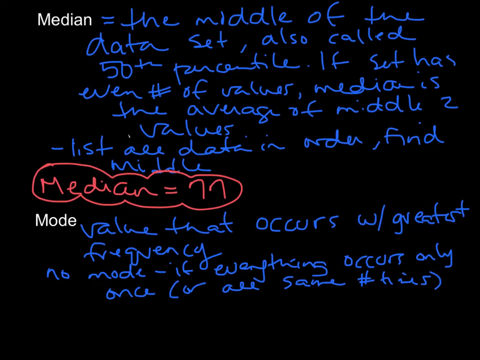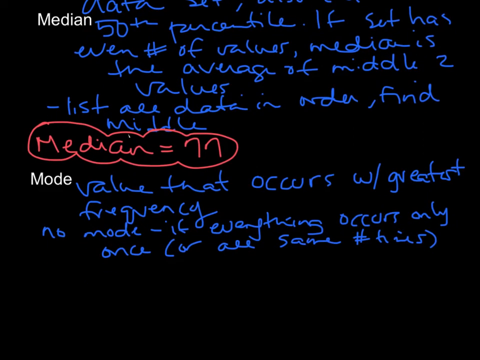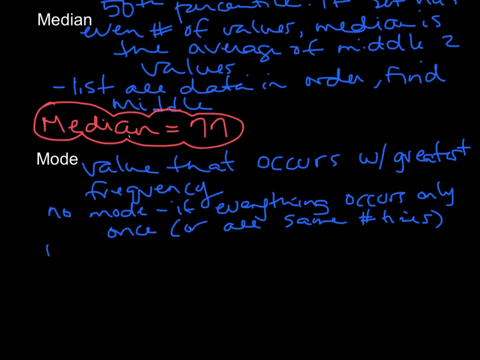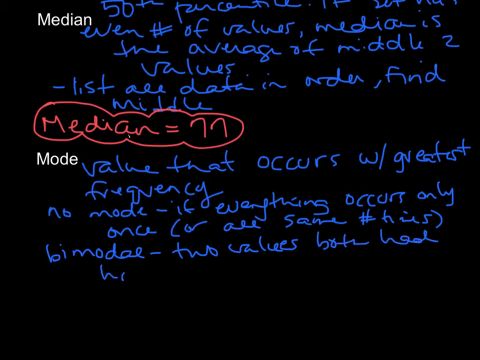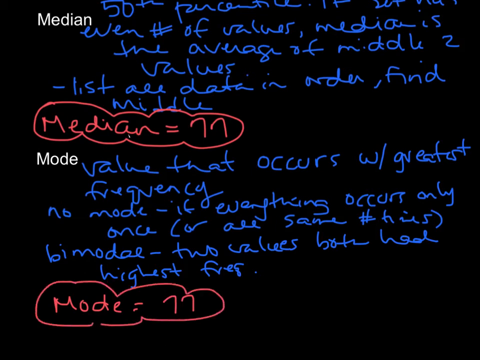And it could be bimodal. Bimodal would be if two values both had the highest frequency. In this case, the only value that occurred twice was 77, so that would be our mode. So the median and the mode in this one came out the same. That doesn't always happen. It does in certain kinds of distributions, and we'll get to that in a minute.